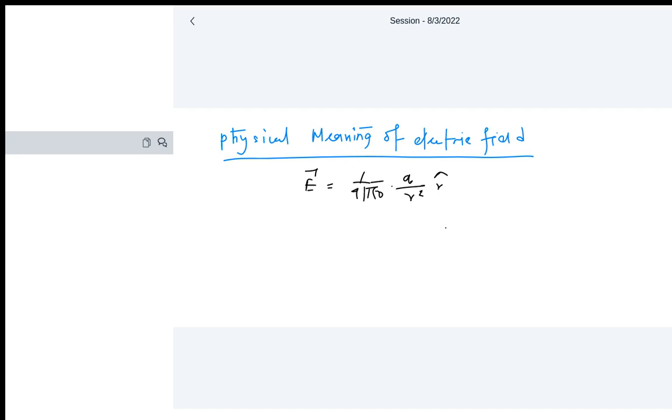So it's a vector quantity and it varies from point to point, and it is determined by the configuration of point or source charge. Okay, source charge configuration is very important to find out the electric field. It's okay.